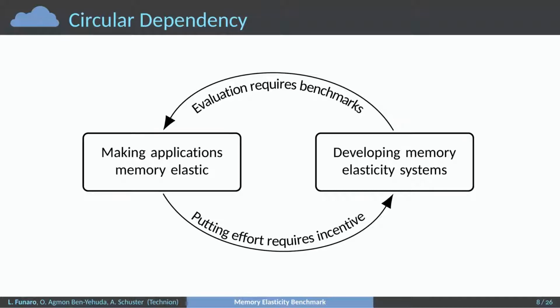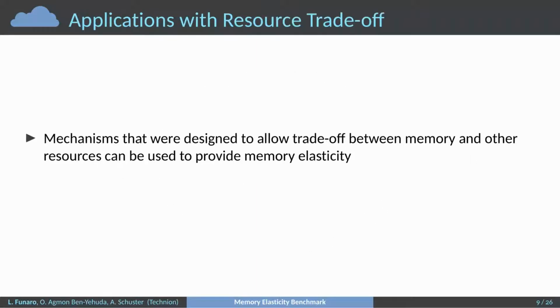First, I will list several methods in which existing applications can become memory elastic with relatively low effort. Then I will present a method that developers can use to measure how memory elastic an application is. Finally, I will demonstrate this measurement on an application that was modified to be elastic. Let's start by reviewing some of the methods that can be used to convert an application to be memory elastic. The way we are going to achieve that is to utilize mechanisms that were designed to allow a trade-off between memory and other resources.